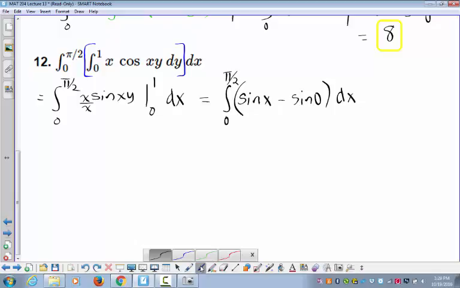And sine of 0 is 0, so that's just going to vanish. So now we just have to integrate sine of x. That gives us minus cosine x, with limits 0 and pi over 2. Plug in pi over 2. Cosine of pi over 2 is 0, and cosine of 0 is 1, so we have 0 minus 1, we end up with 1.